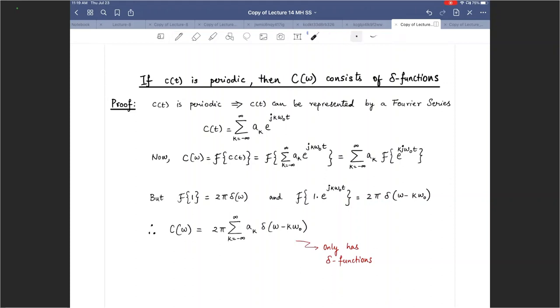Next, if I put this guy over here, I just combine them, right? Take this guy, put that over here. You get the result. Cap C of omega is 2 pi summation over all k, a sub k, the Fourier series coefficients of the periodic signal, multiplied by delta of omega minus k omega naught. And as you can see, this only has delta functions present at plus and minus 1 omega naught, plus and minus 2 omega naught, plus and minus 3 omega naught, and so on, as well as k is 0. All right, so that's the first proof.